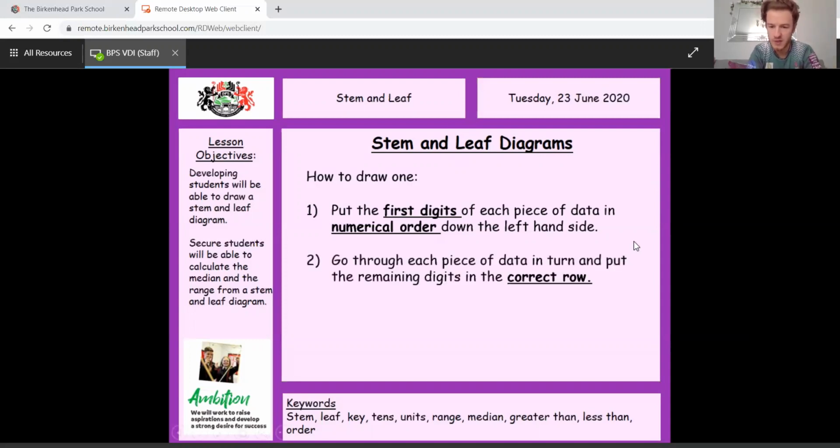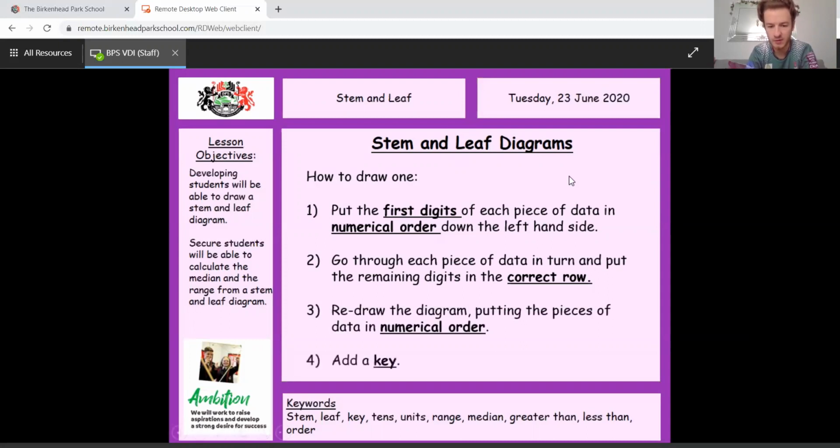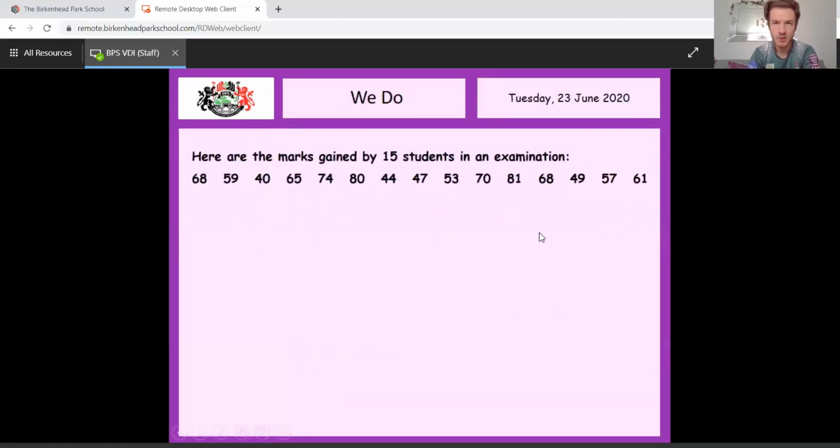Go through each piece of data in turn and put the remaining digits in the correct row. Okay, so you would go along, and I'm going to show you how you do that in a minute. Redraw the diagram, putting the pieces of data in numerical order, and very important on every single way of presenting data, add a key.